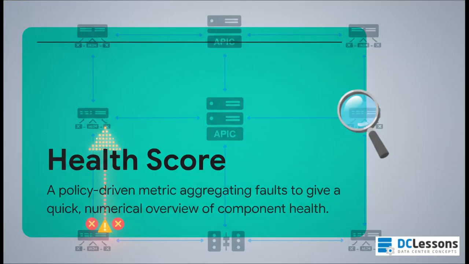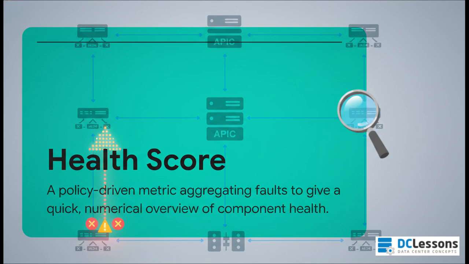So this is really important. This score isn't just some random number. It's a carefully calculated, policy-driven metric. It takes all the active faults on what ACI calls a managed object, which is just a fancy term for any configurable thing, like a port, a tenant, or a policy, and all its children, and aggregates them.